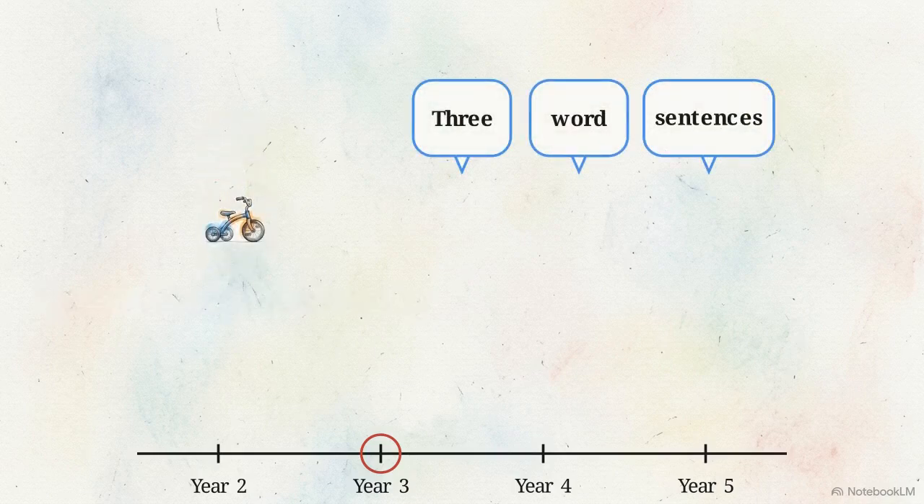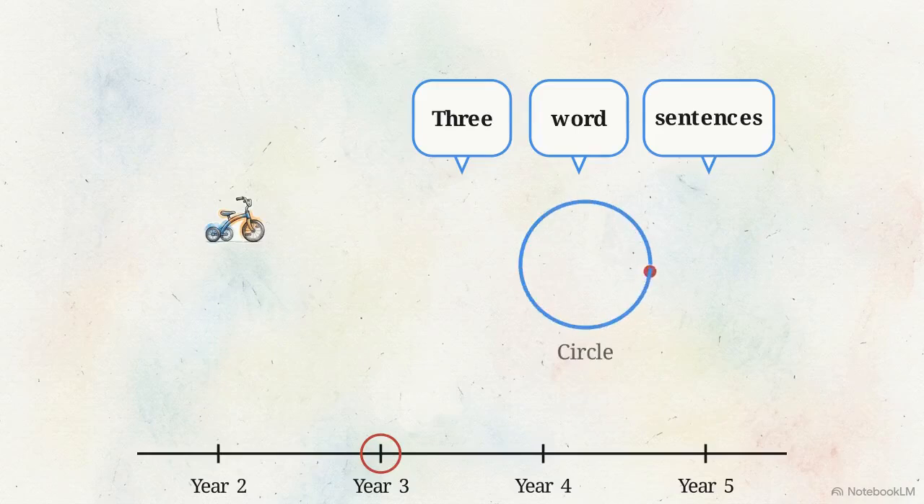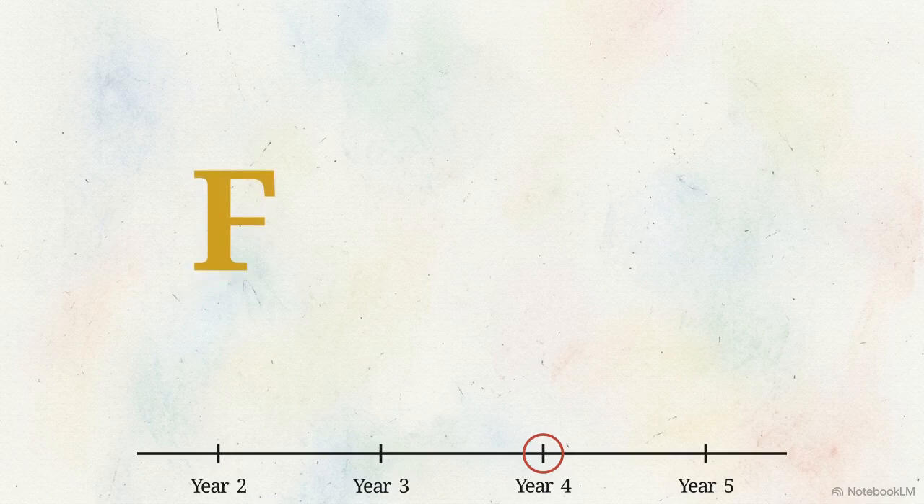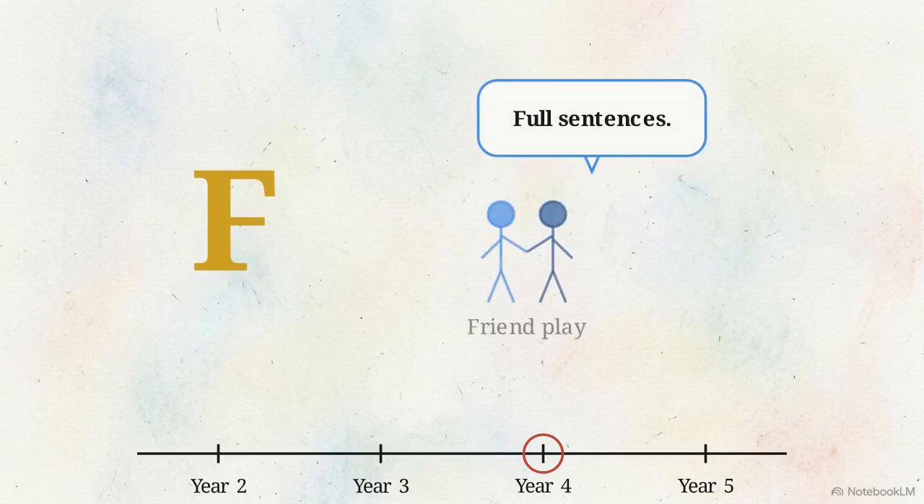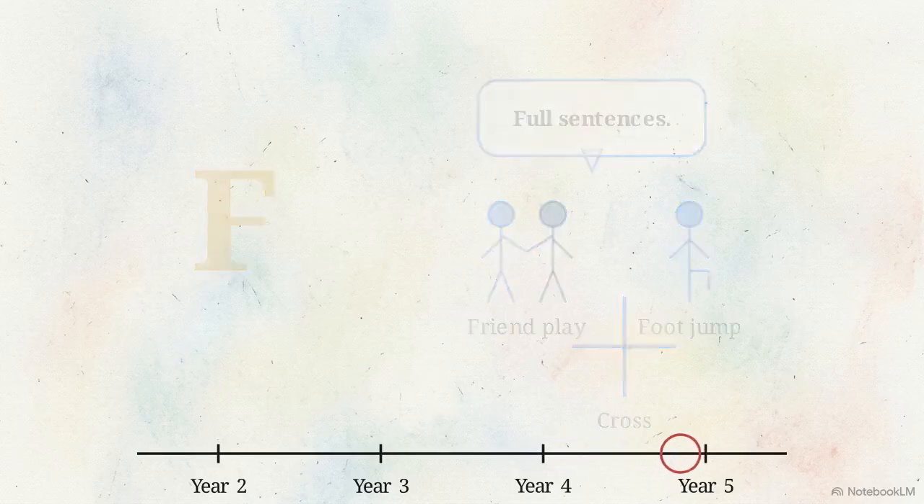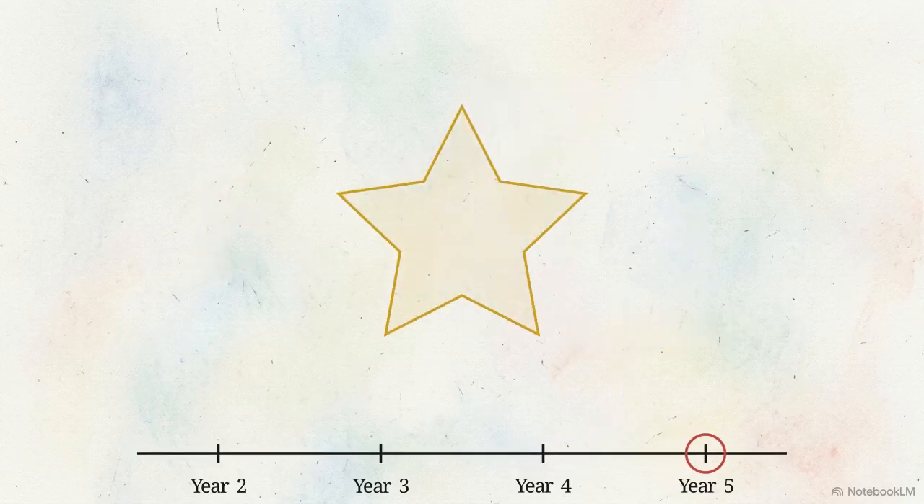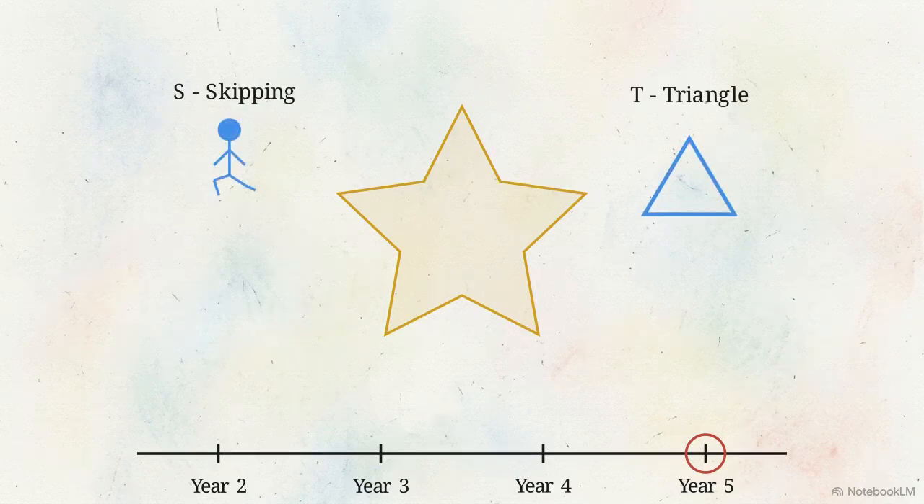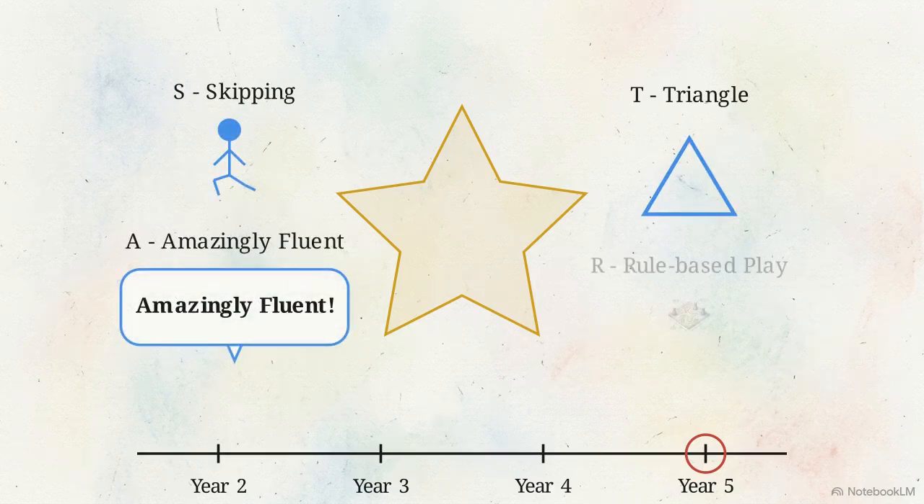Year 4 utilizes the phonetic F rule. This captures the use of full sentences and the start of friend play, or interactive social engagement. Motor skills at this age include foot jumping and following across, the ability to draw intersecting lines. Finally, at year 5, we use the 5 points of the STAR acronym. S for skipping, T for drawing a triangle, A for amazingly fluent speech, and R for rule-based play.